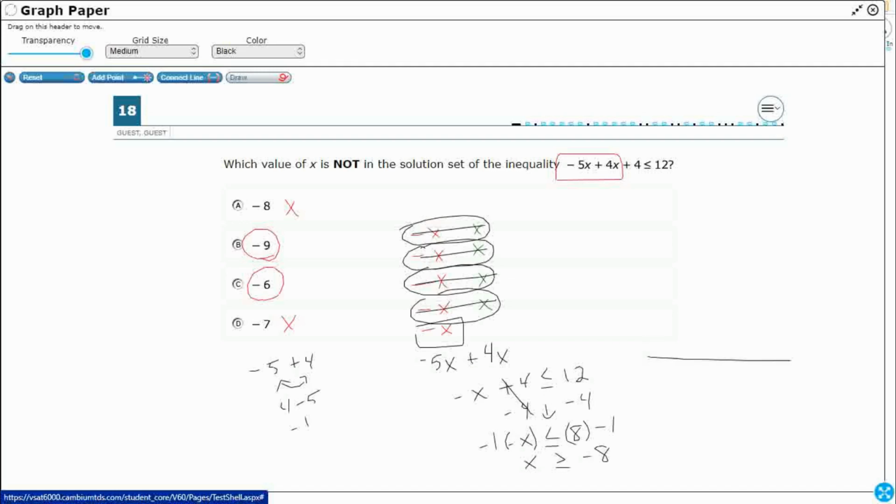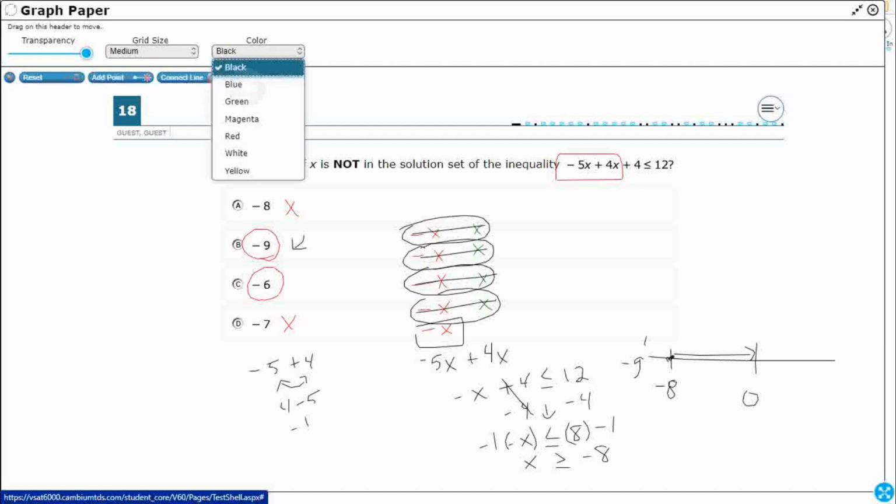Okay, so if I'm looking at my number line here, anything that is greater than or equal to -8 is going to work, which means the one that seems to be sticking out is that -9. I'm thinking that's going to be my answer because that is going to sit right out here, and that is actually less than. So let's plug this back into the original equation just to verify.